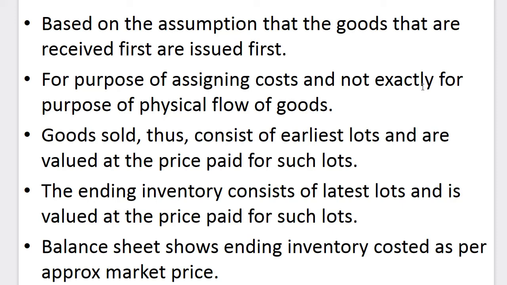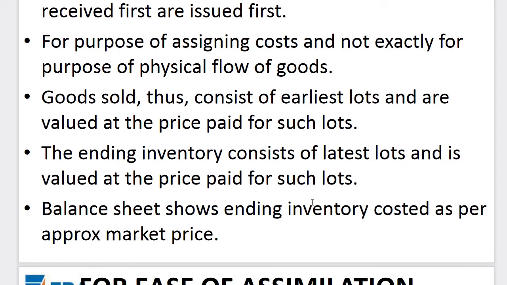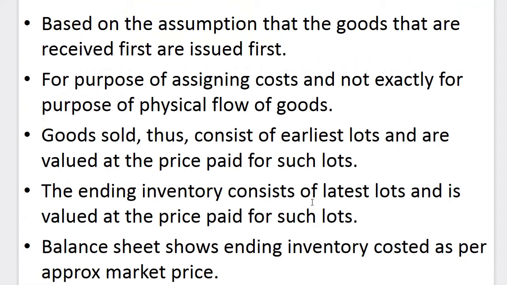For FIFO, this is based on the assumption that the goods that are received first are issued first. So first in, first out. This is logical, right? It is for purposes of assigning costs and not exactly for the purpose of physical flow of goods. Usually we are using the cost in terms of the concept of first in, first out. It's not really the case, but this is more of assigning costs and not considering the real flow of goods. Goods sold thus consist of the earliest lots and are valued at the price paid for such lots. The ending inventory consists of the latest lots and is valued at the price paid for such lots. Balance sheet shows ending inventory costed as per approximate market price.